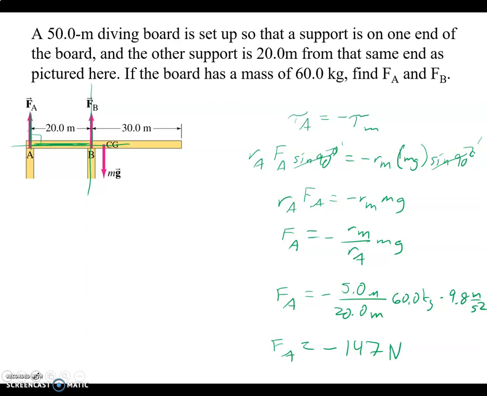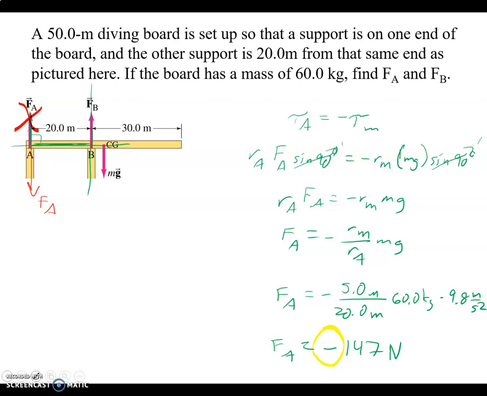Okay, what does this negative mean? It means that our direction for force A was in the wrong direction. So it's not like we see it there. Really, force A is going to be here. So force B pushes the board up, but force A holds that left end of the board down. That's really what we're saying, and it worked out. So force A has a magnitude of 147 newtons in the downward direction.